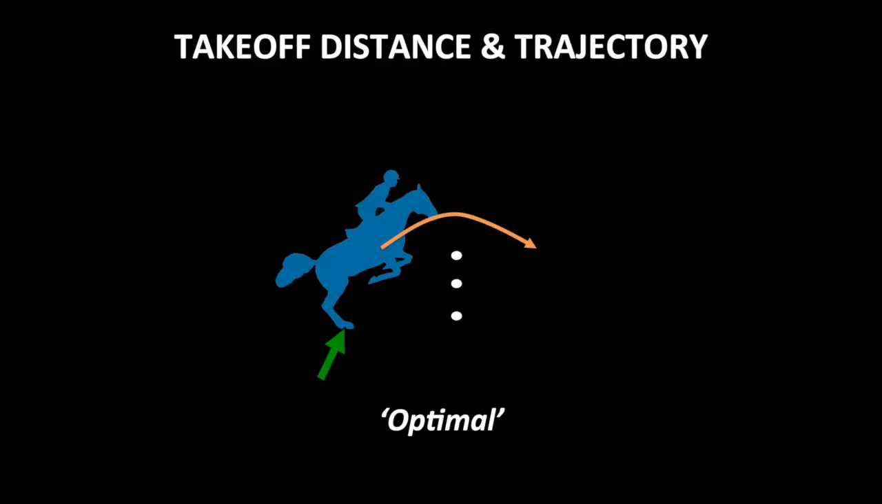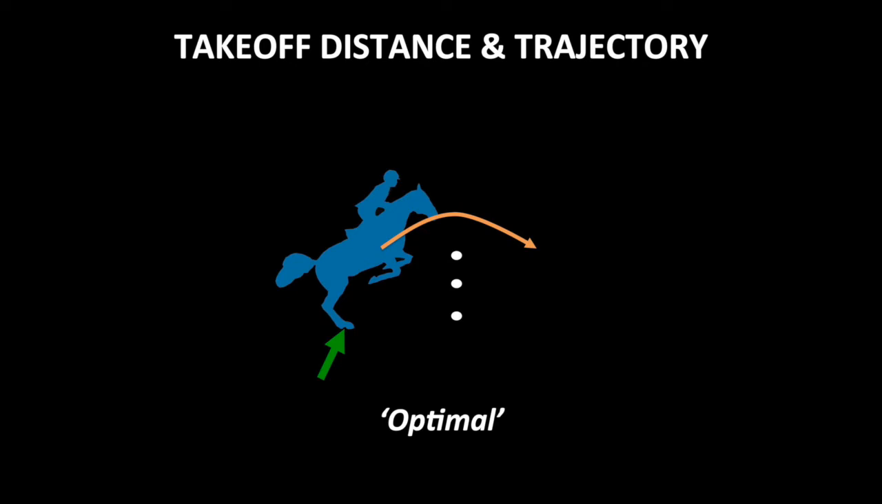Of course, takeoff distances will have a major impact on the mechanics of the jump. In this image, I am showing a hypothetical correct takeoff distance for this horse and rider. The orange arrow shows the trajectory of the horse's body. The green arrow denotes the direction of the ground reaction force as the horse pushes off the ground.